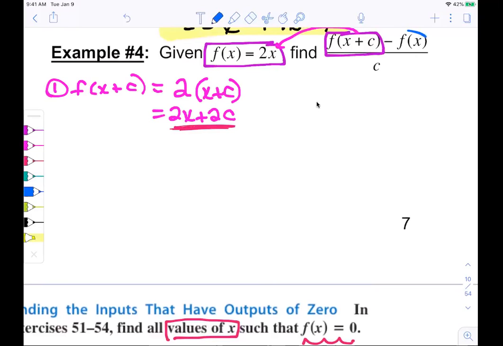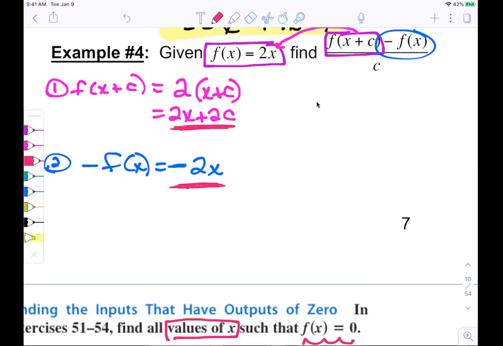So now I'm going to take that other part and it says subtract f of x. Well, f of x is 2x. I'm supposed to subtract it or make it negative. A minus sign and a negative are pretty much the same thing. If it's negative, I'm really subtracting it. If it's a minus, I'm making it negative. They're interchangeable. So here's that second part.